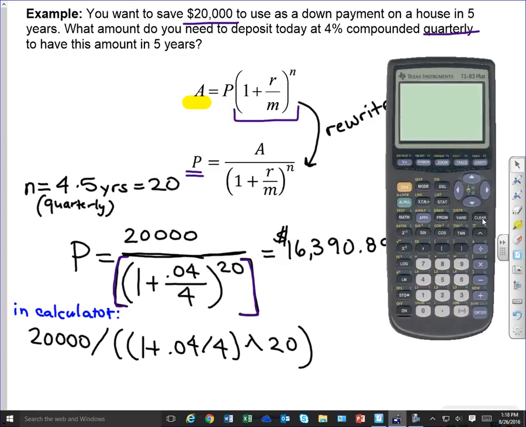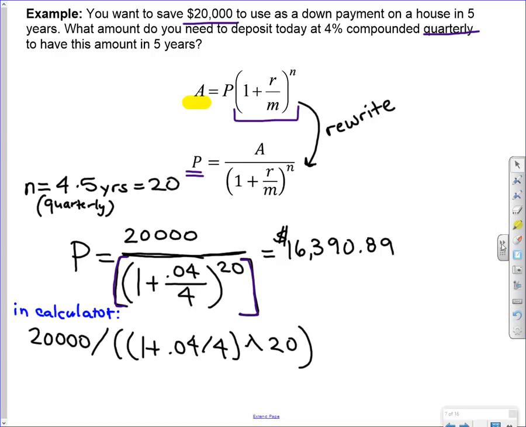So that can be one little issue when you're putting these into the calculator. Make sure that you are using your parentheses correctly.